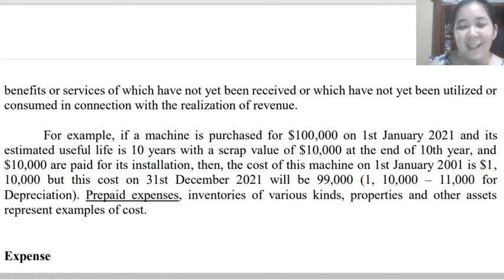But in this example, our cost in the beginning of the year is 110,000, and then a part of it at the end of the year relates to our depreciation expense, which is 11,000. That is the expired portion, and it's now an expense under the depreciation expense account. But 99,000 is still the cost for the machine, because this is still an unexpired portion of the asset. So that is the example.